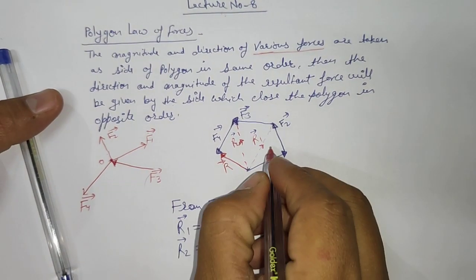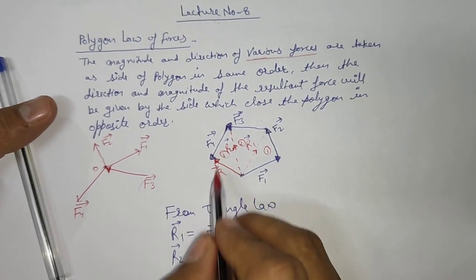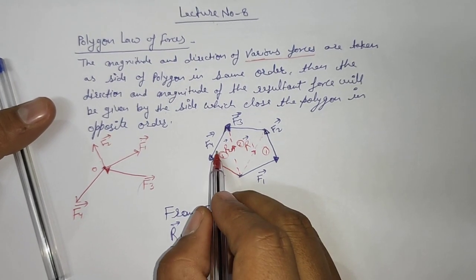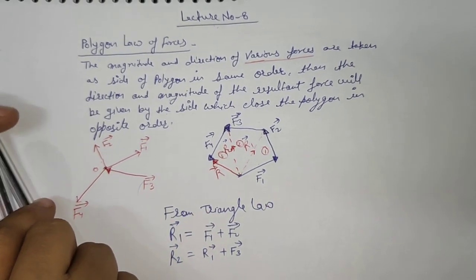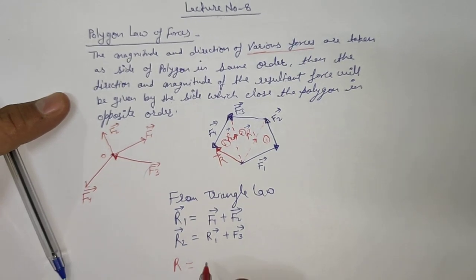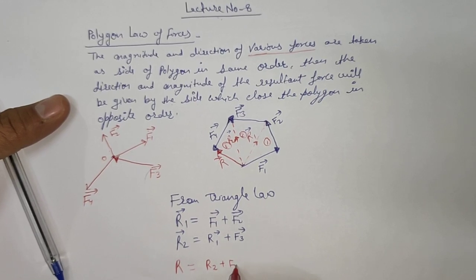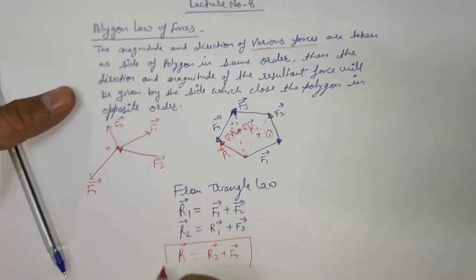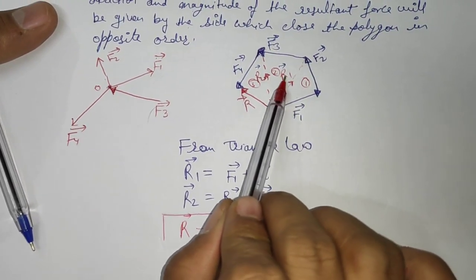So this is triangle number 1, this is triangle number 2, this is triangle number 3. In triangle number 3, the first force is R2 in anti-clockwise, the second force is F4, and the resultant is R. So what is the value of R? Ultimately we have to find the value of R. R निकाल लेंगे हम. R is equal to R2 plus F4. So ultimately we have applied the triangle law in first triangle, second triangle, third triangle.